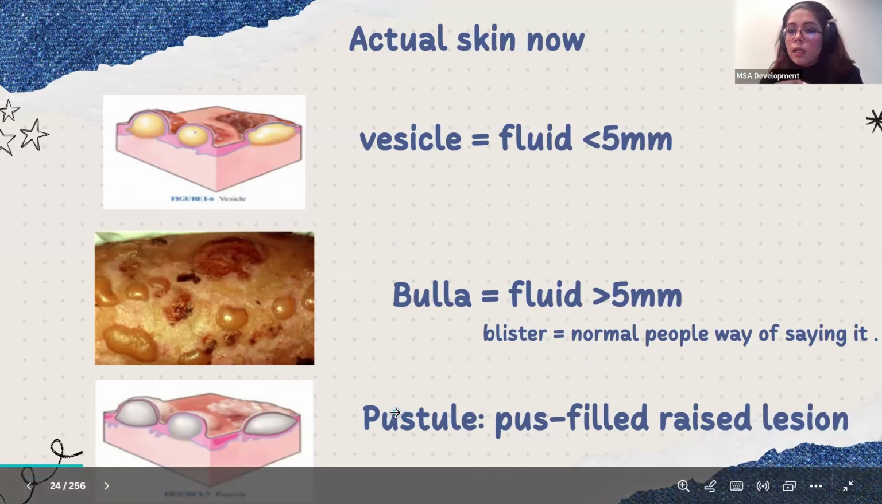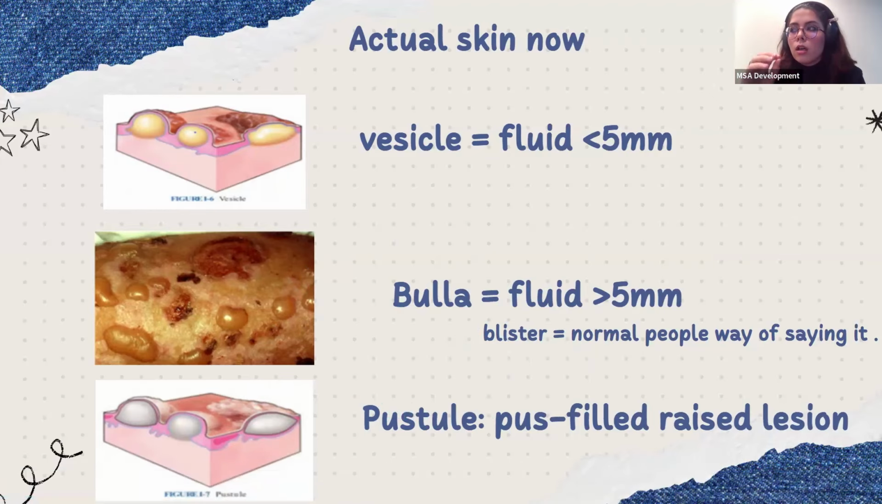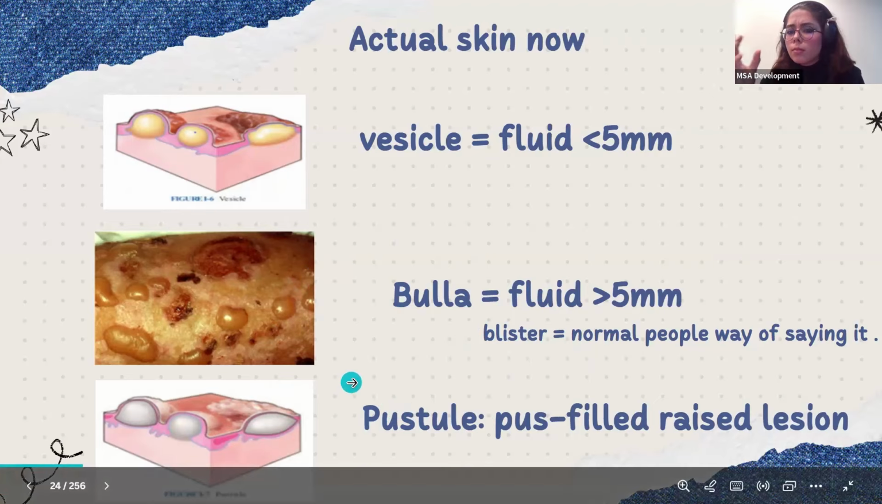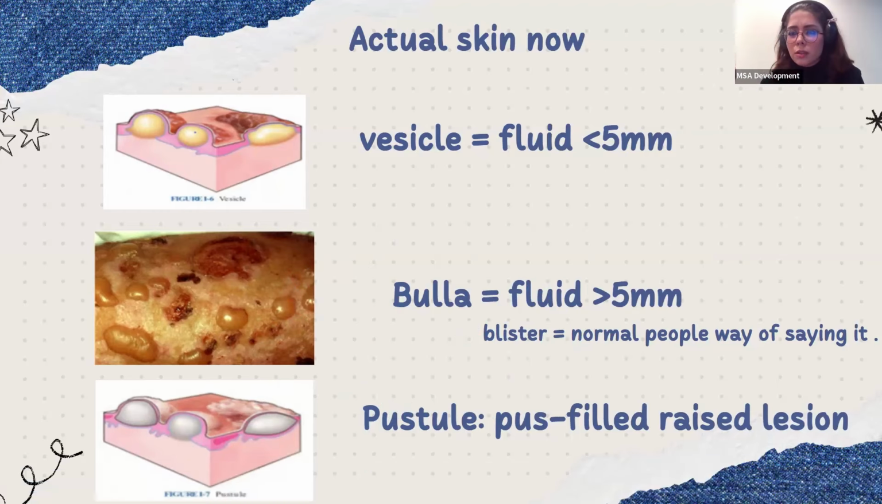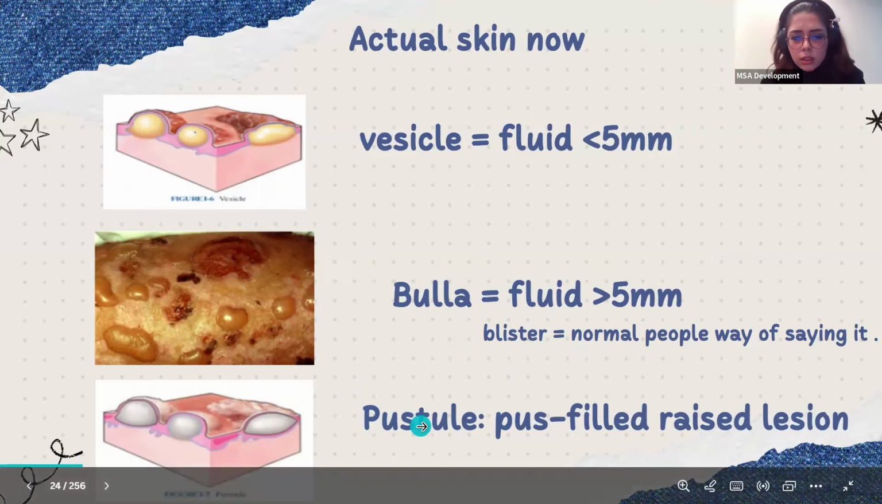Pustules, in the name, it's pus-filled. Pus is an accumulation of dead neutrophils and other immune cells or cells in general. This is what a pustule is.